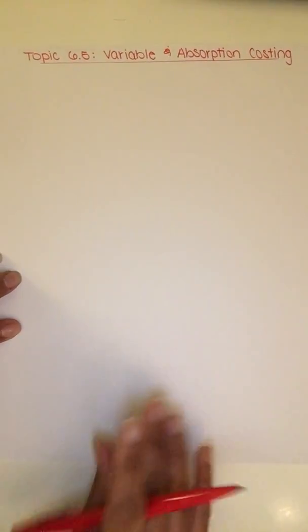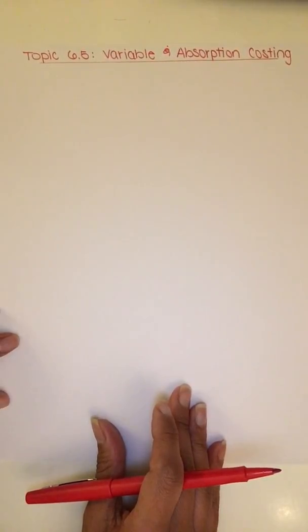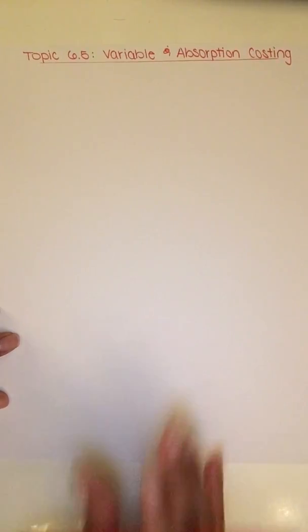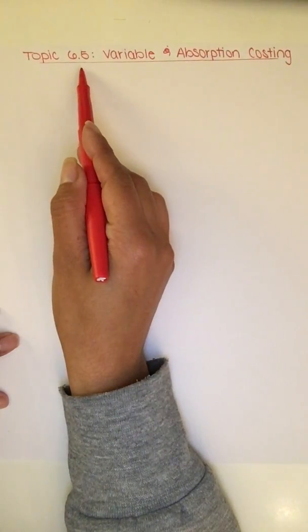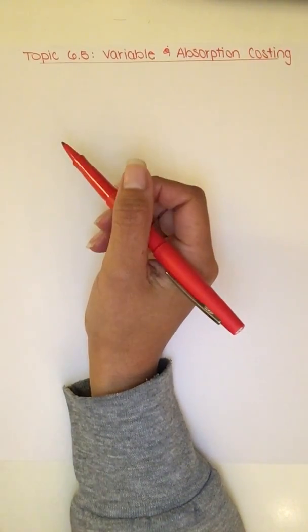Hello, welcome back. Hopefully you guys enjoyed the first part of Chapter 6, which covered activity-based costing. And now we're on to the next part of Chapter 6, Topic 6.5, which covers variable and absorption costing.